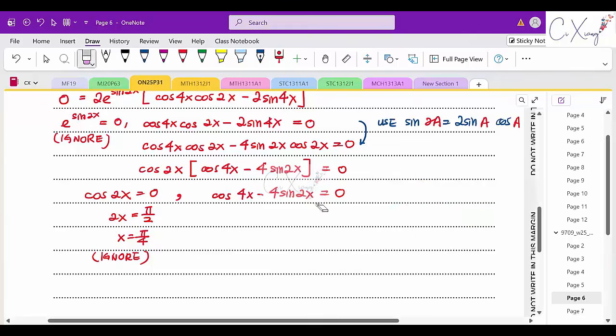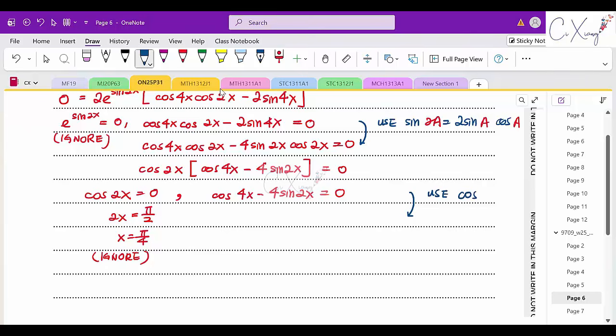Then ask yourself again, how can I solve this equation? I'm having sine 2x. How can I change my whole equation to become something with sine 2x? For cos 4x, there's a double angle formula that I can use. Cos 2a has one formula which is 1 minus 2 sine squared a. This is a double angle formula for cos. So cos 2a equals 1 minus 2 sine squared a.